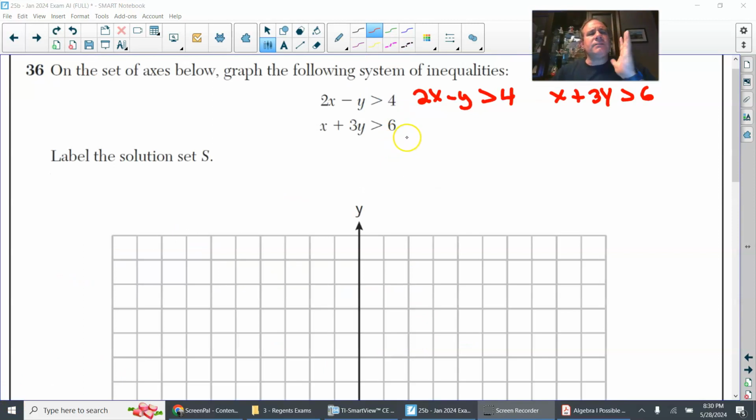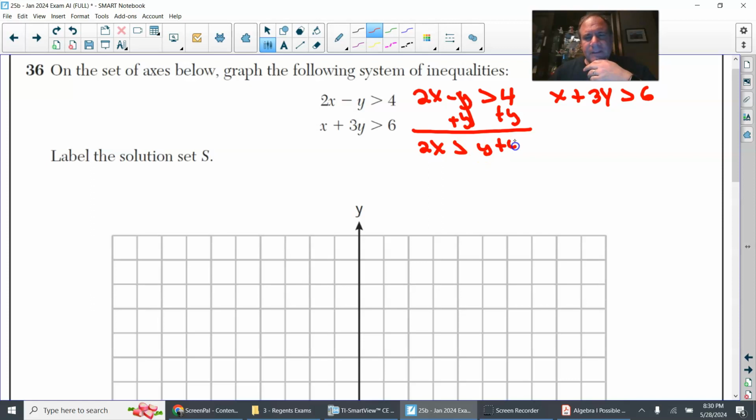Both of these inequalities for number 36 have to be solved for y. So I'm just going to move this y. I'm going to add this y to this side right here, and cancel this out. This is 2x is greater than y plus 4. Then subtract 4 on both sides, and you get 2x minus 4 is greater than y. Y is less than 2x minus 4.